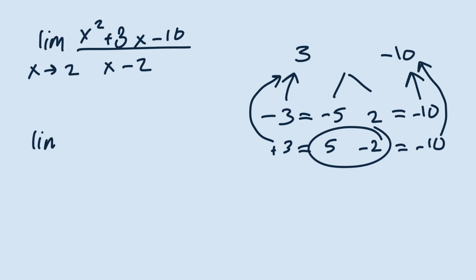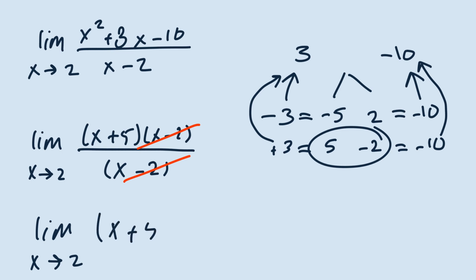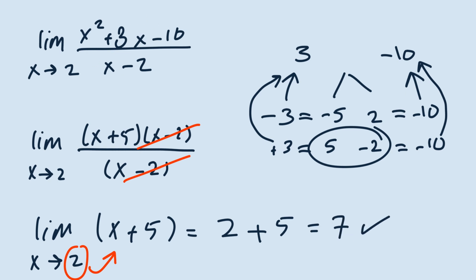So now let us rewrite the question. Limit as x approaches 2, and the upper function we will write as x plus 5 and x minus 2. And in the denominator, we have x minus 2. From here, you can notice that we can cancel these two parentheses together. So we will be left with the limit as x approaches 2 of the function x plus 5. Now I can use direct substitution and plug 2 inside our function. So 2 plus 5 equals 7. So the limit of this function is 7.